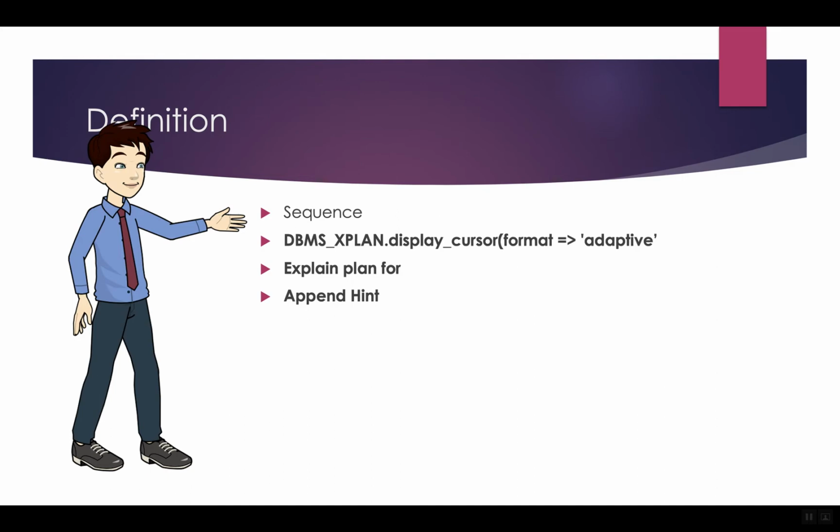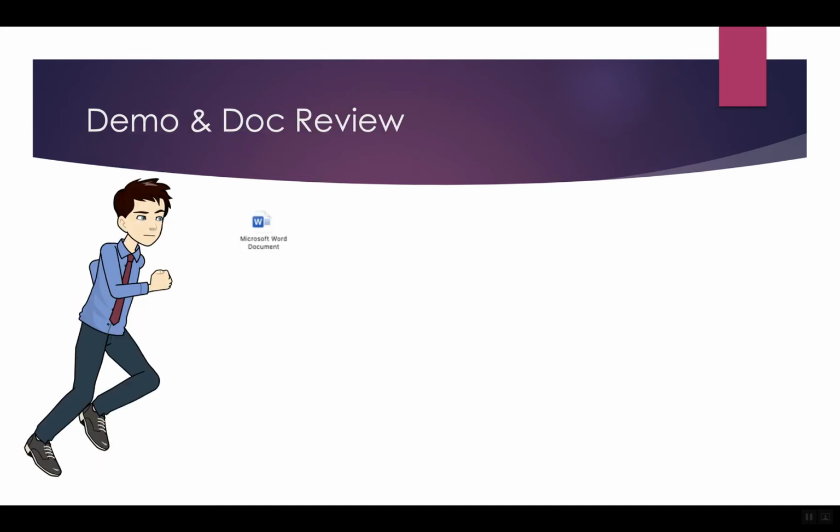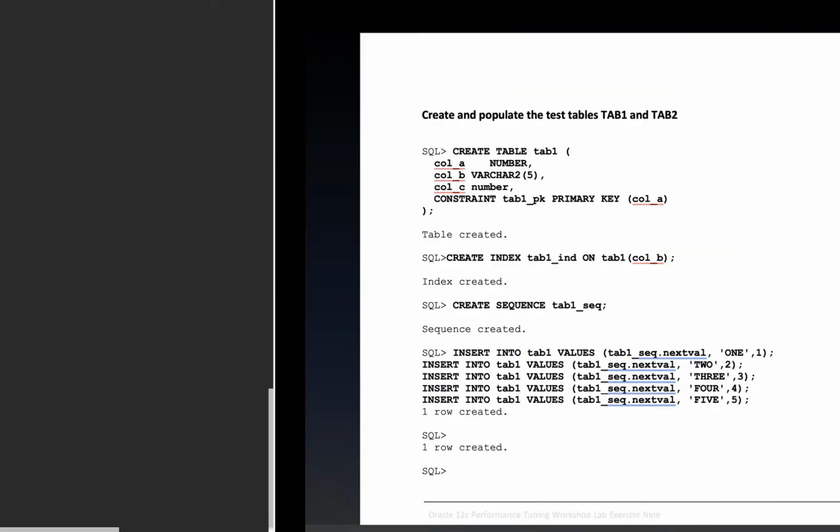We will say EXPLAIN PLAN FOR. This is when we run set serveroutput on and explain plan for select asterisk from tab. This will actually display when I do exec DBMS_XPLAN.DISPLAY select asterisk, so it will display the optimizer plan. Okay, so it will display the optimizer plan without executing the query. Append is to use the APPEND hint in the end. Okay, so let's try to see the demo part, and yeah, let's go.